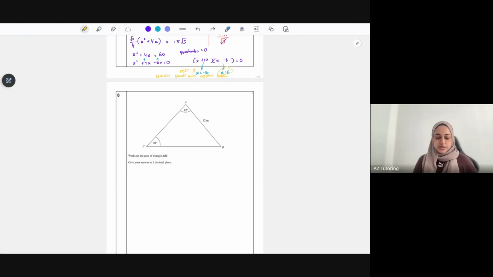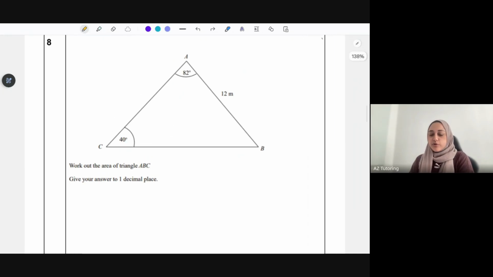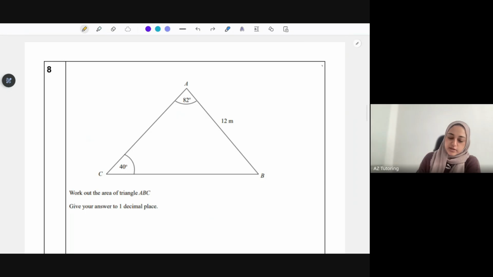Work out the area of ABC. Okay, now this is a tricky one. I'll explain why, but I'm not going to finish the question just because of time and I want to go over other stuff, but I'll explain why this one's tricky.